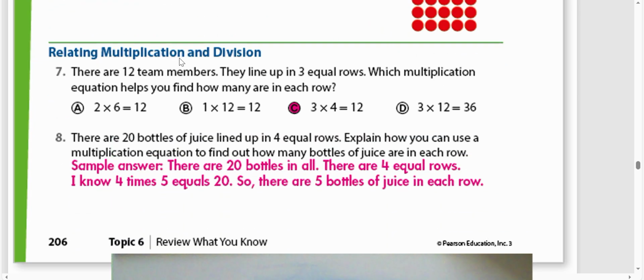Addition, multiplication, and division. There are 12 team members. They line up in 3 equal rows. Which multiplication equation helps you find how many are in each row? We know 3 times 4 equals 12.